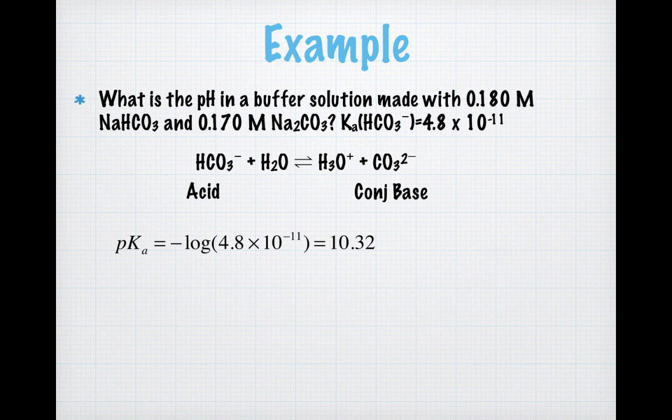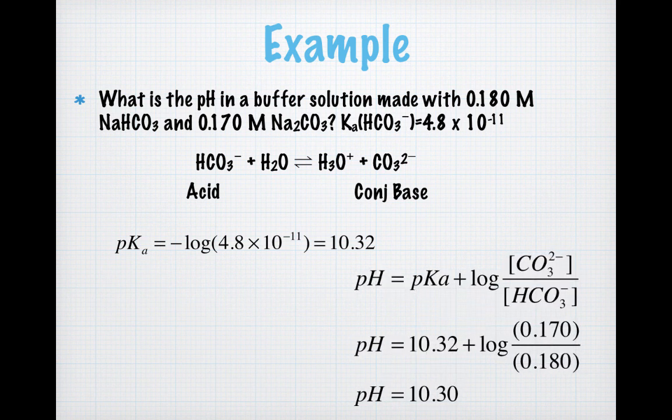So we have a pKa of the negative log of the Ka value, so the negative log of 4.8 times 10 to the minus 11. That gives us a value of 10.32. We take that value and plug it into our Henderson-Hasselbalch equation, which is pH is equal to pKa plus log of conjugate base, which is carbonate, over the acid, which is the bicarbonate.